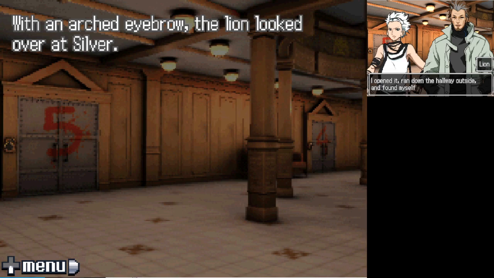I opened it, ran down the hall outside, and found myself in a rather grand room. Stairs, as I suspect, did the rest. The view.